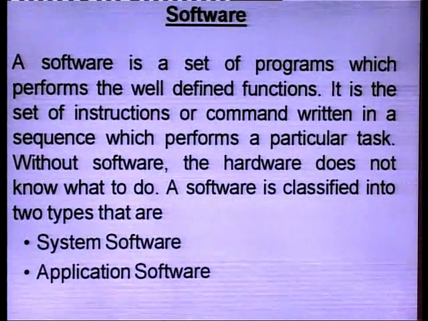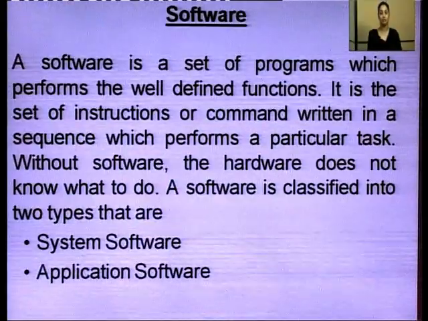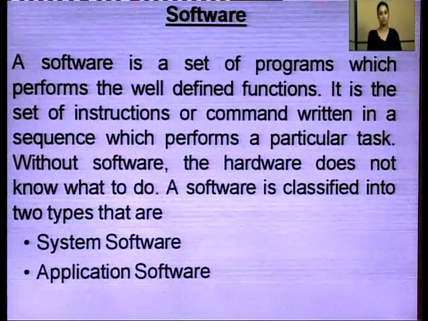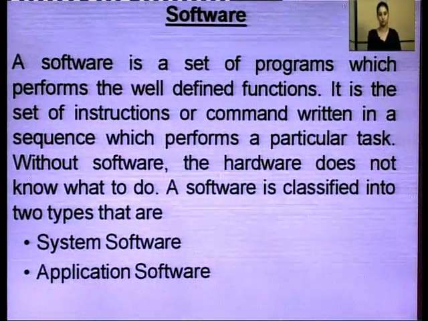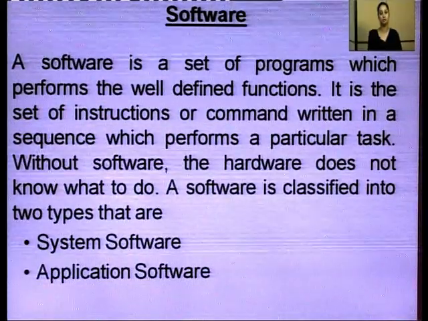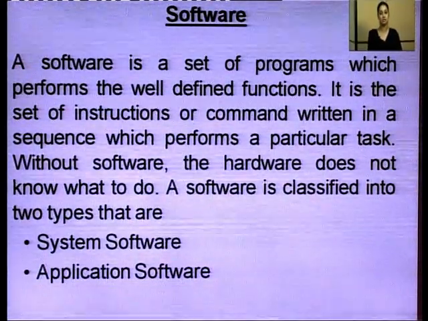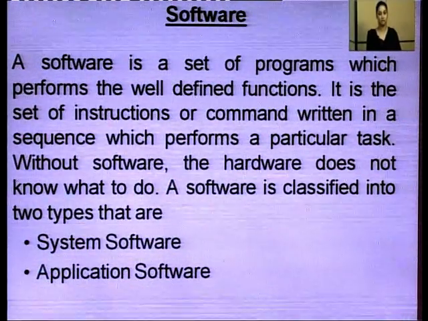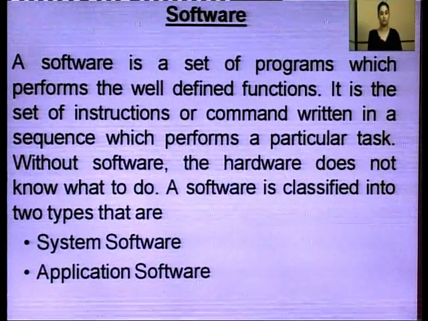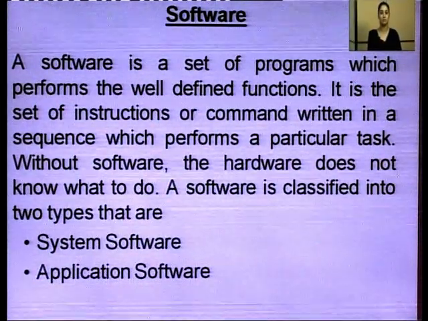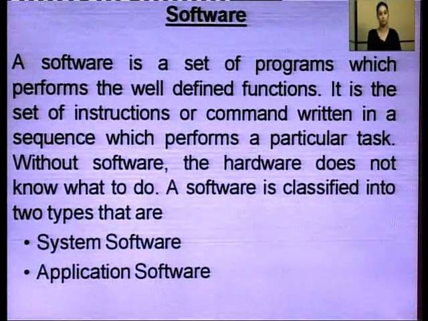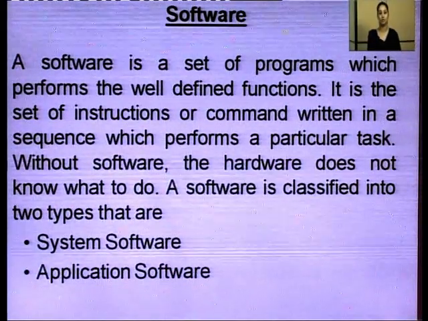First, software. A software is a set of programs which perform a well defined function. The well defined function means the desired operation that the user wants. The software does that function for the user. It is a set of instructions or commands written in sequence which perform a particular task. The set of instructions are the commands that are given by the user to perform a particular task. A predefined task which a user wants to do is done by a program or a software.